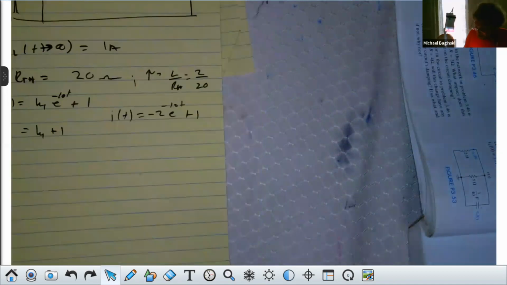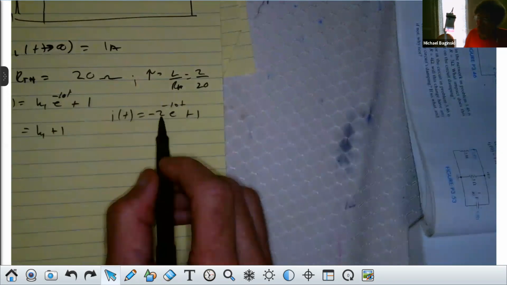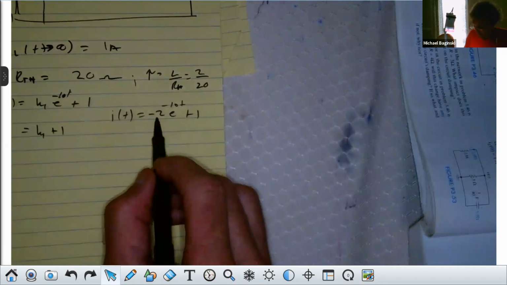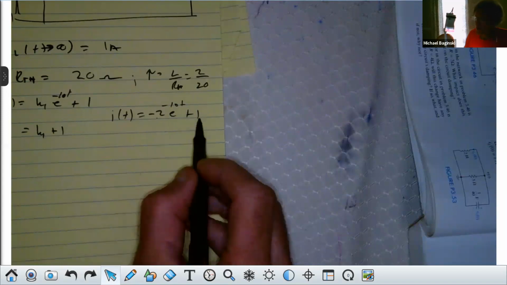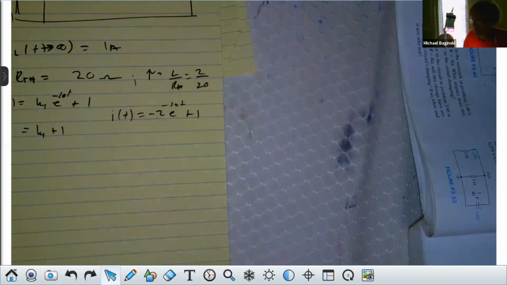And by the way, it doesn't do it instantaneously. If you graph this, for t less than 0, it would be -2. And then at t equals 0, it's -1. But then this part would decay and it would approach 1 as t goes to infinity. Do you all see it? So it goes from -1 to 1 exponentially. Agreed, class?